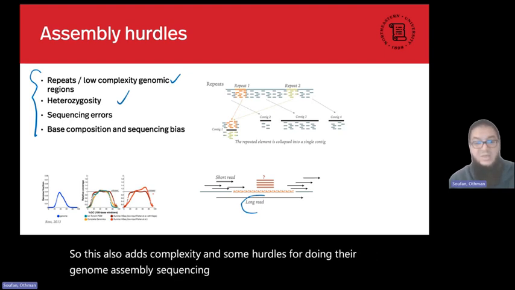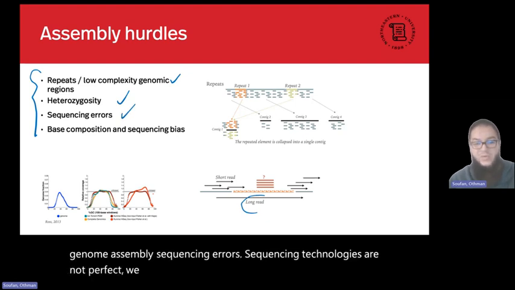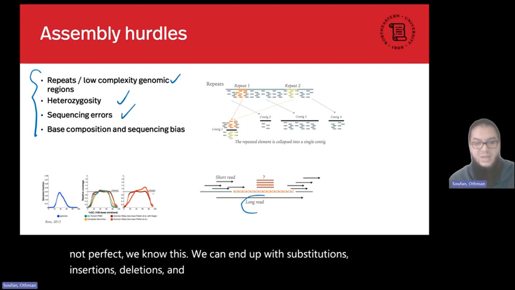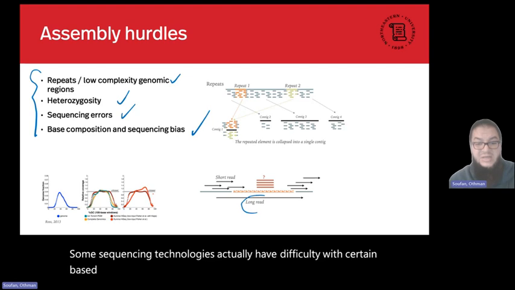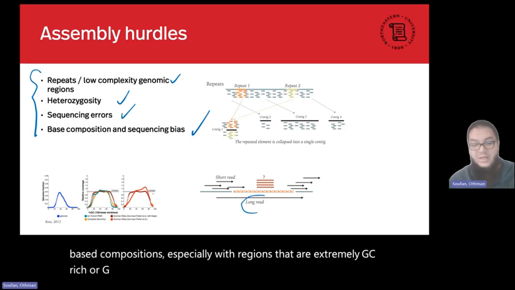Sequencing errors. Sequencing technologies are not perfect. We know this. We can end up with substitutions, insertions, deletions, and so on and so forth. Some sequencing technologies actually have difficulties with certain base compositions, especially with regions that are extremely GC rich or GC poor.